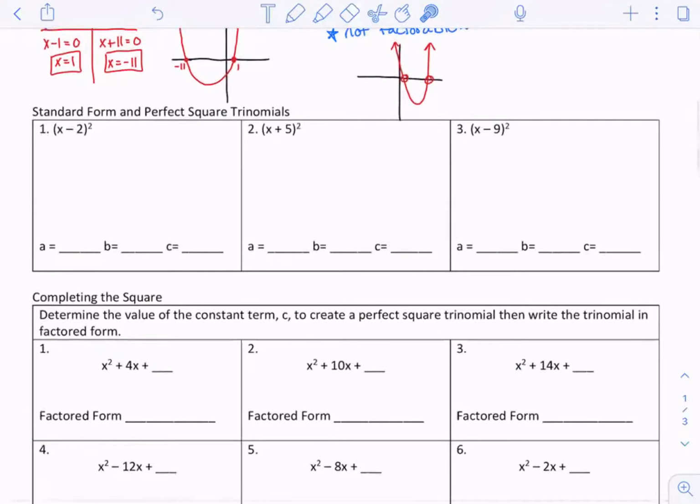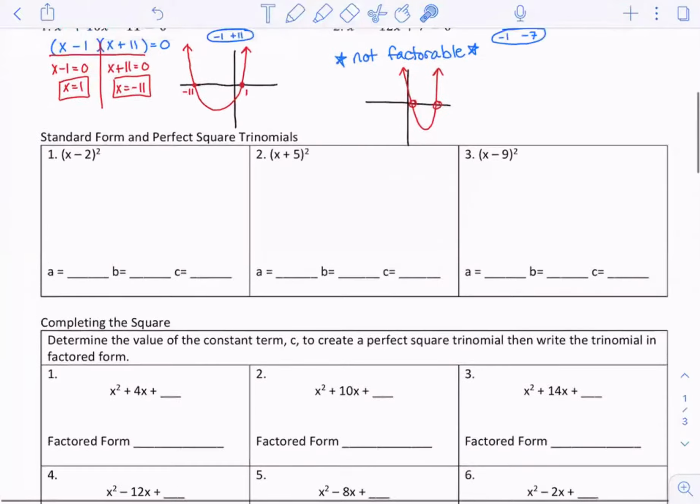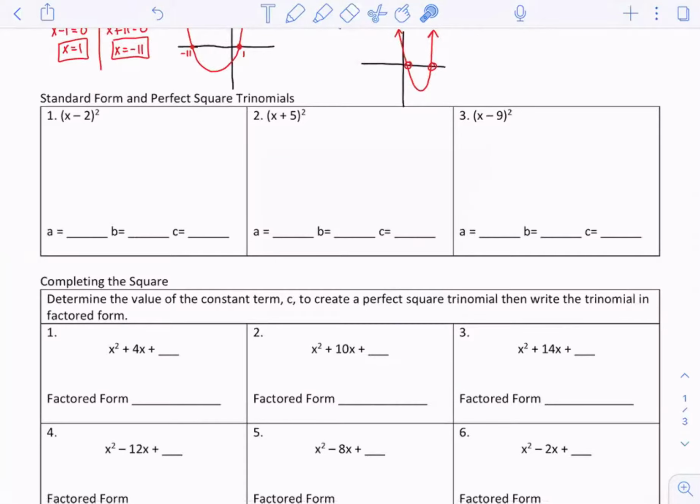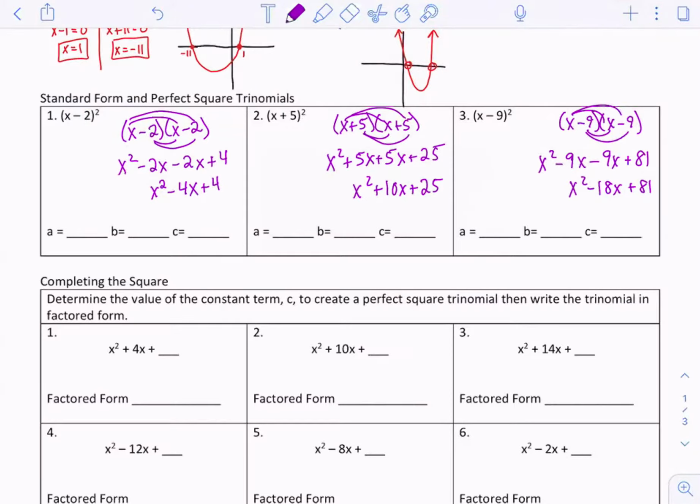In order to do that, I need to know what square trinomials look like. So I'm going to take the time to actually multiply these out, so I want to show you what they will be. When I multiply them out, this is what I get. Now, if you take a look, my A term is 1, my B term is negative 4, and my C term is 4. My A term is 1, my B is positive 10, and my C term is 25. Here my A term is 1, my B term is negative 18, and my C term is 81.